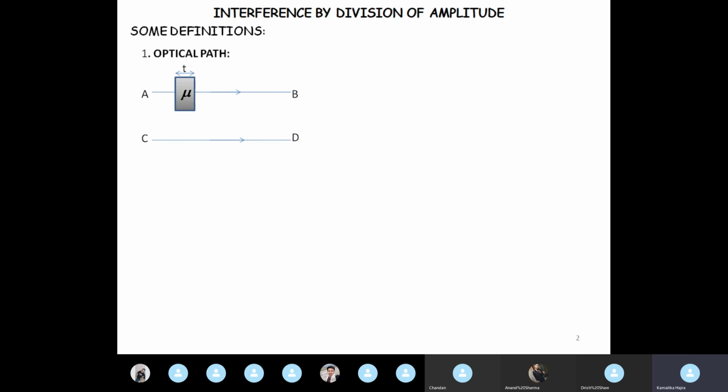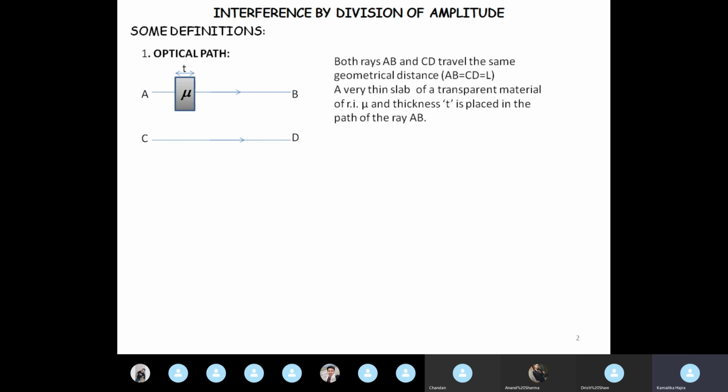All right. So what we have over here is two sources placed at A and C, and two observers placed at B and D respectively. So AB and CD have the same length L. AB equal to CD equal to L. Okay, geometrical distance is the same.